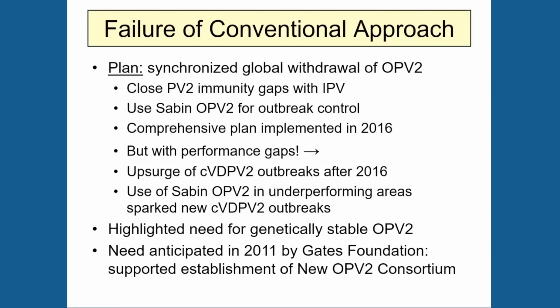Now, another solution would have been to maintain and obtain high levels of polio vaccine coverage worldwide. But that's been the goal since 1985 when PAHO launched its program, and it's still not been achieved in certain key parts of the world. So this need for a genetically stable technical solution to this problem was anticipated in 2011 by the Gates Foundation, and they supported the establishment of a new OPV2 consortium.